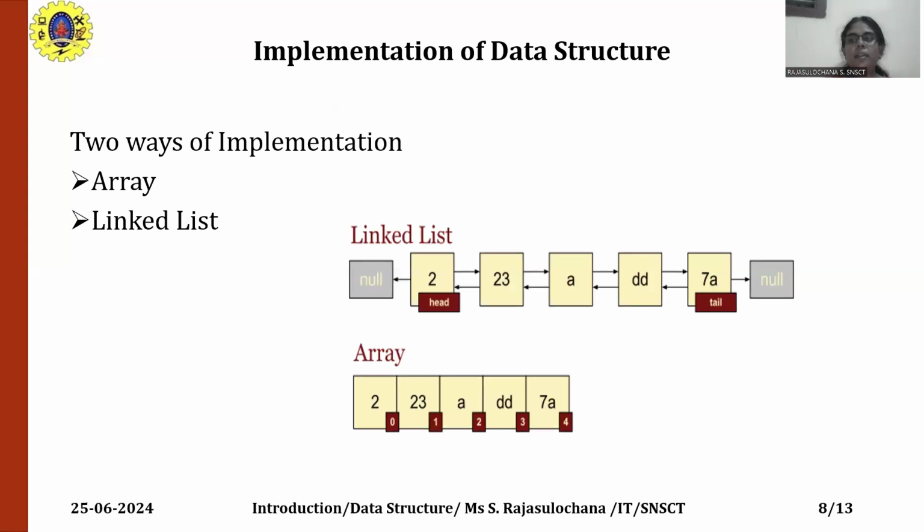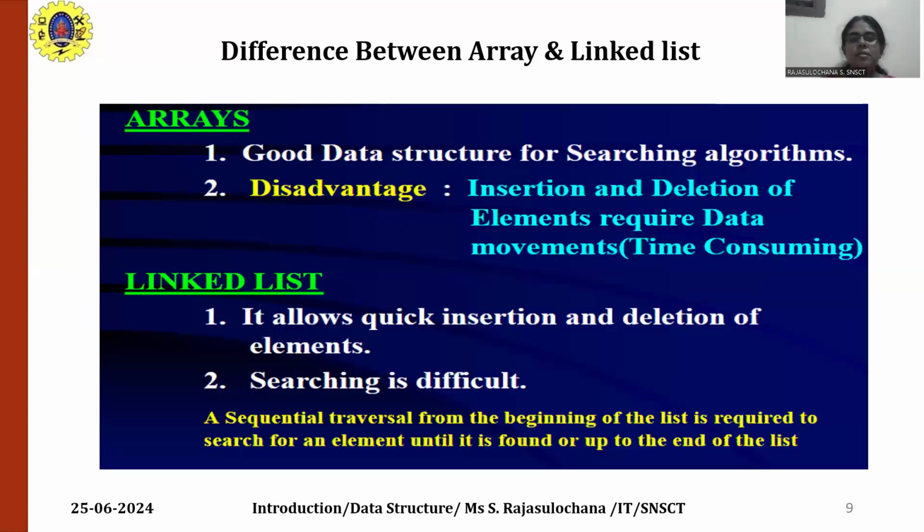Similarly, the first node in the linked list is called the header node, and the last node in the linked list is called the tail node. So this is the difference between the array and the linked list. So array is widely used in case of searching algorithms. If you want to find an element, if you want to search for an element, we prefer using array implementation.